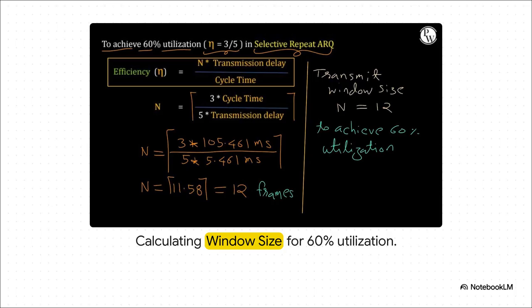So, first up, we find that transmission delay by taking our 2^13 bits and dividing it by our 1.5 Mbps bandwidth. That gives us 5.461 milliseconds. Now for the total cycle time, we just take that transmission delay and add 2 times our 50 millisecond propagation delay, which totals 105.461 milliseconds. When we plug all this back into our formula, setting our efficiency to 3/5, right, 60%, we solve for n. That's 3 times 105.461 divided by 5 times 5.461. The result? 11.58. But obviously, we can't send a fraction of a frame, so we take the ceiling. N has to be exactly 12 frames to hit our utilization target.